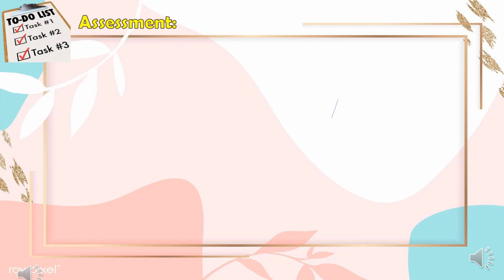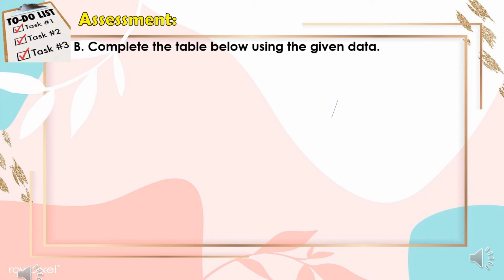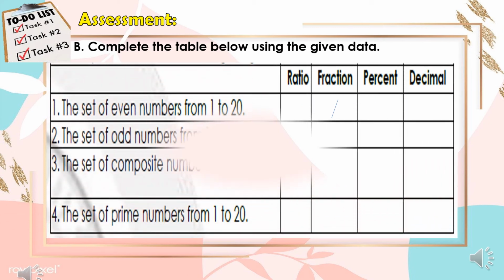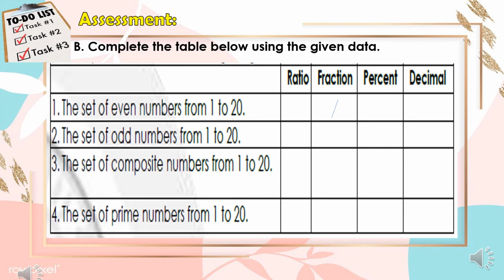Okay, for the assessment for B, complete the table using the given data. So here is the table. On the first column, we have the problem or the data, and then the second column is the ratio, and then fraction, percent, and decimal. For the given data, the set of even numbers from 1 to 20, that is number 1. Number 2, the set of odd numbers from 1 to 20. For number 3, the set of composite numbers from 1 to 20. And for number 4, the set of prime numbers from 1 up to 20.